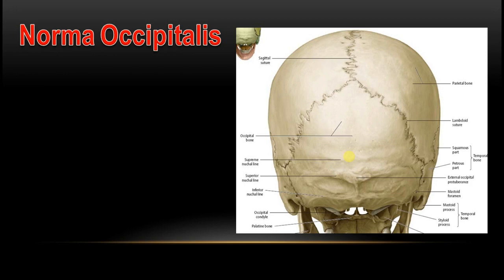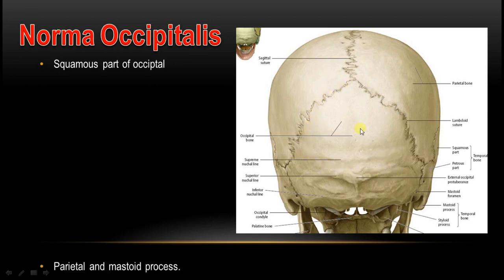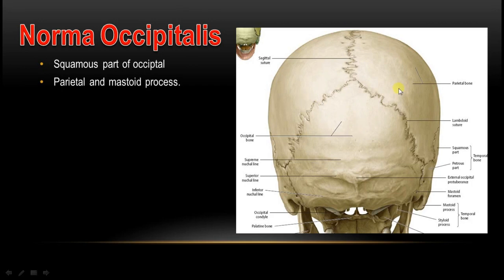Next, moving to the next view, the Norma occipitalis. The Norma occipitalis is the posterior view of the skull. The bones seen in the Norma occipitalis are the pair of parietal bones and the occipital bone. Mainly you see a large part of the squamous part of the occipital bone, the parietal bones, and then the mastoid part of the temporal bone, which you are able to see here.